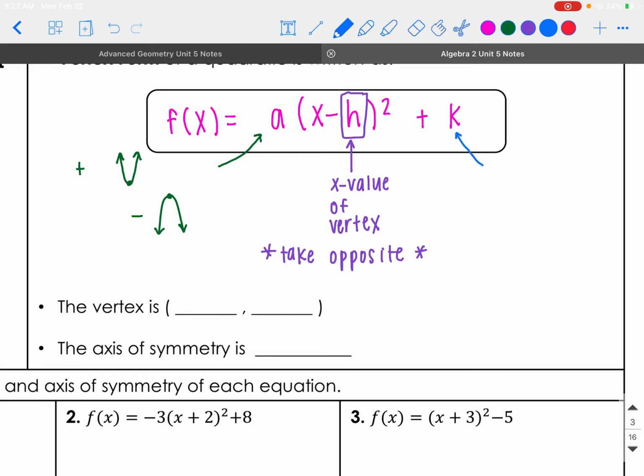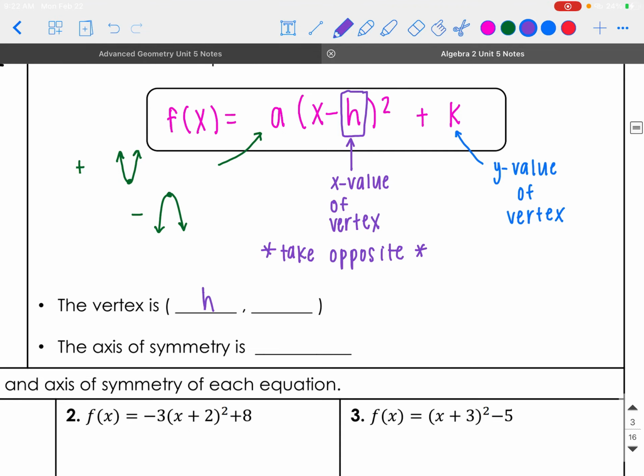Now the number out to the side, that is the y value of the vertex. Because there's a plus in front of it, you do not have to take the opposite. It's just whatever number it is. So the vertex is h, k, and the axis of symmetry, remember when we write the axis of symmetry, you always put x equals, and then it's the x value of the vertex.